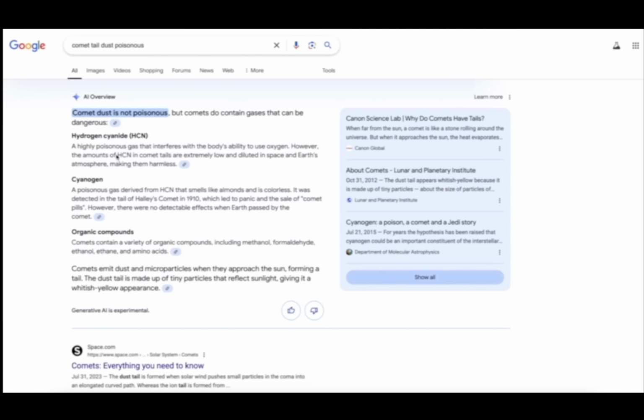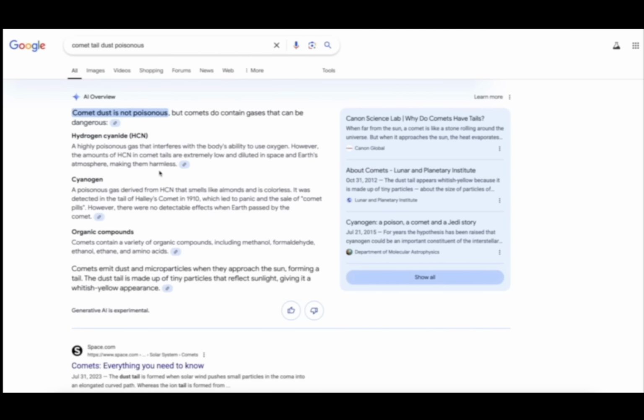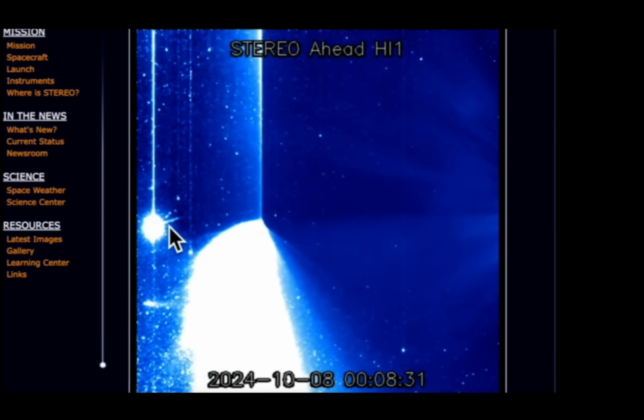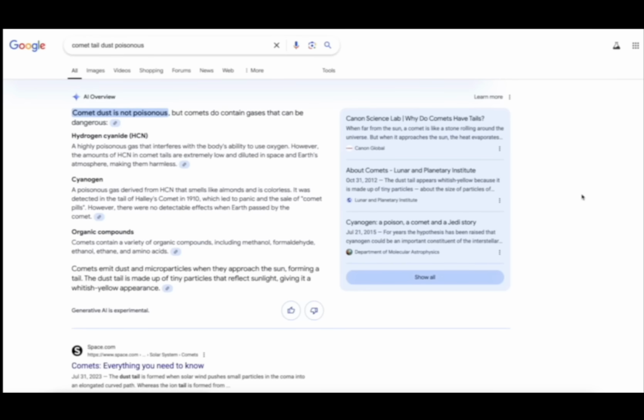Hydrogen cyanide, HCN, a highly poisonous gas that interferes with the body's ability to use oxygen. However, the amounts of HCN in comet tails are extremely low. That's in most cases. We don't know what all comets are made of, and diluted in space and Earth's atmosphere, making them harmless. So that said, this stuff does make it to Earth's atmosphere, obviously, as we can tell by that video footage right there.